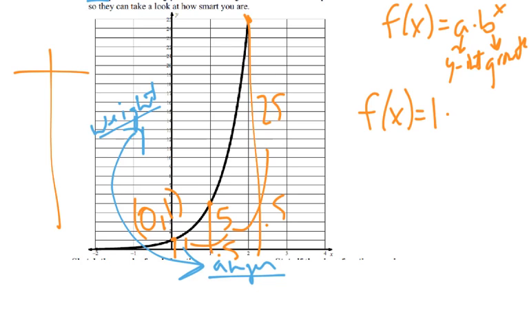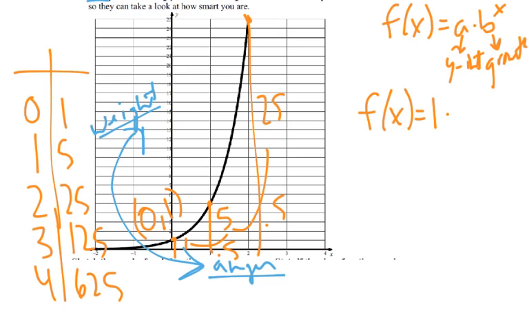Okay, if I wanted to, I could easily make a table. 0, 1, 1, 5, 2, 25, 3, 125, 4, 625. If I keep multiplying by 5, I can even go backwards. Negative 1 would be 1/5. And if we want to find the inverse, remember with the table, we can just swap those. So you could go up until you got to 1,000 and figure out where you're at right here. That is one way you could figure it out.